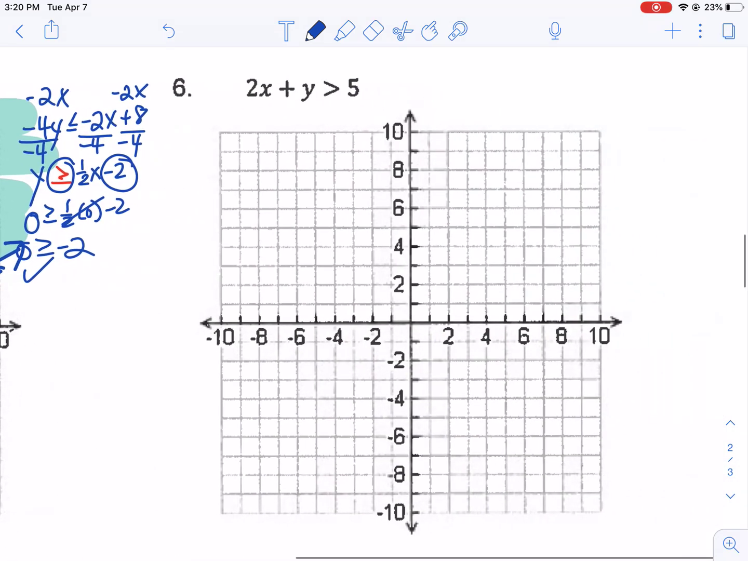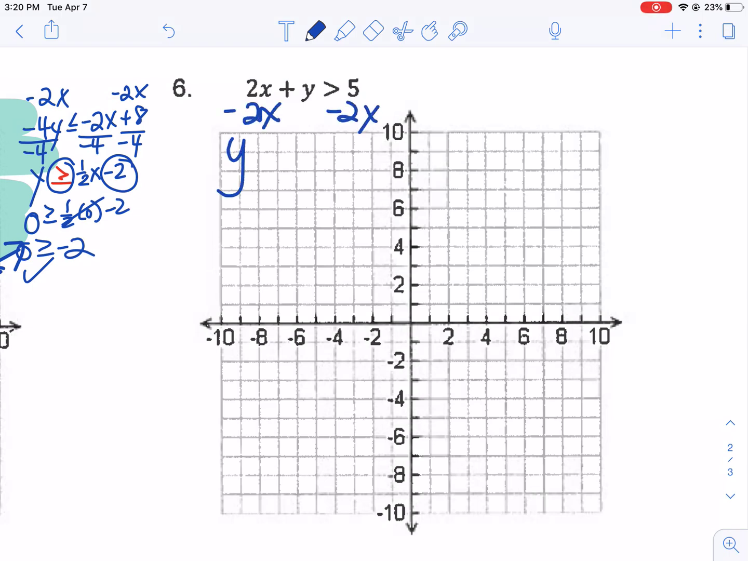Over to number 6. First, turn that into slope-intercept form. I'm going to subtract 2x from both sides. And I have y is greater than negative 2x plus 5. So it's already in slope-intercept form there. I don't have to do anything with the inequality symbol since I didn't multiply or divide by a negative. So I am ready to plot the line.